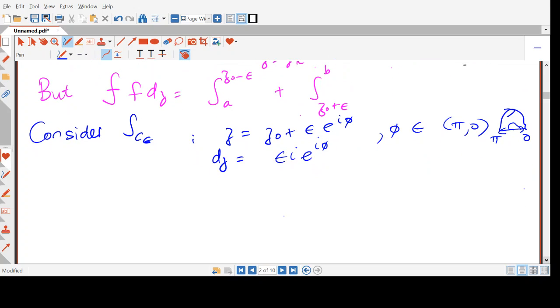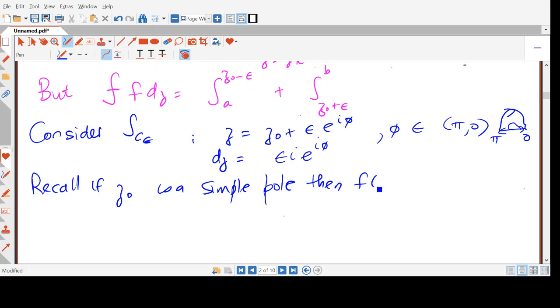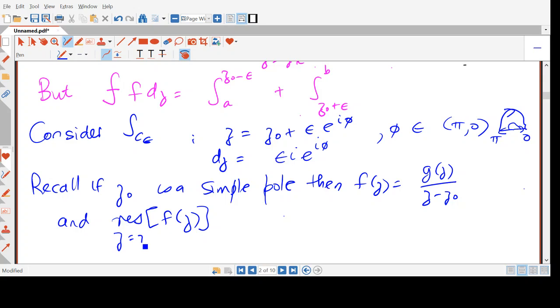And now, recall, if z0 is a simple pole, then actually you can write f of z in the shape g of z over z minus z0. And you can then say that the residue of f of z at z equals z0 is actually g of z0.